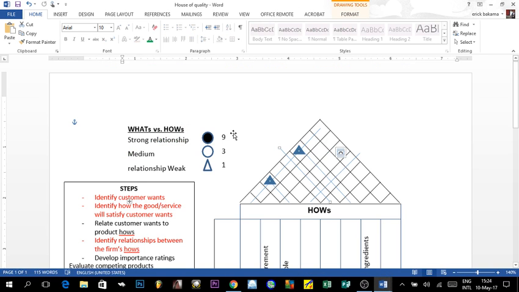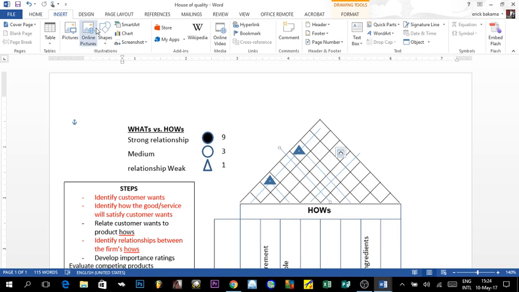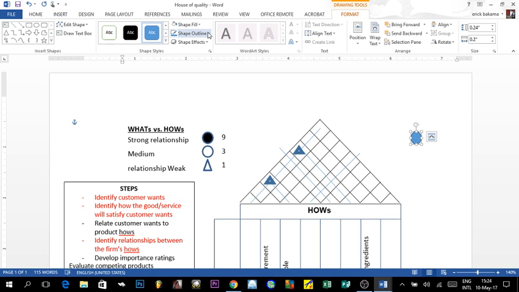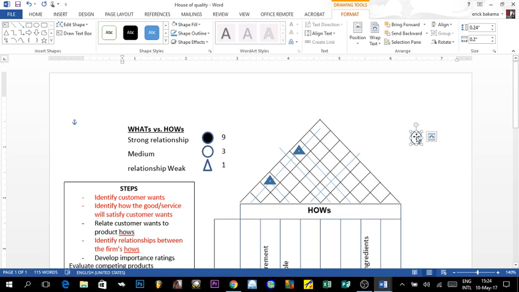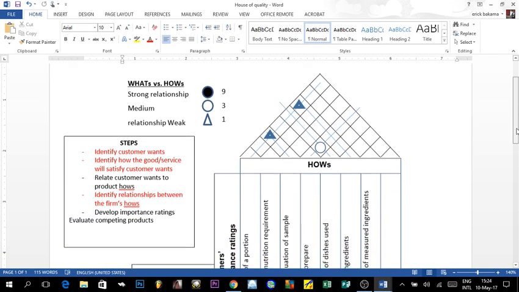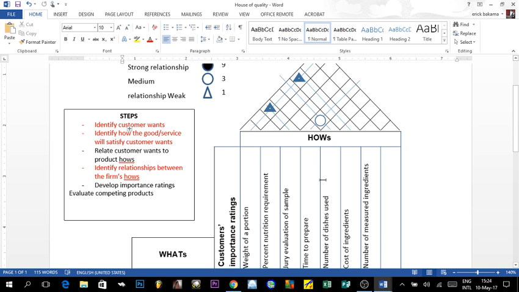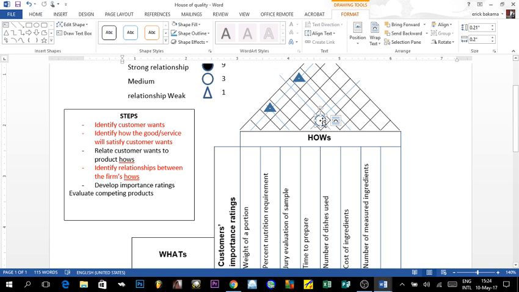Now we go again to our legend. Medium relationship is a circle, and we have our circle that we need to put. It's white. Now they say that this circle is where these two meet. It's a bit too big, but it meets somewhere here. This is where the time to prepare and the number of dishes meet.